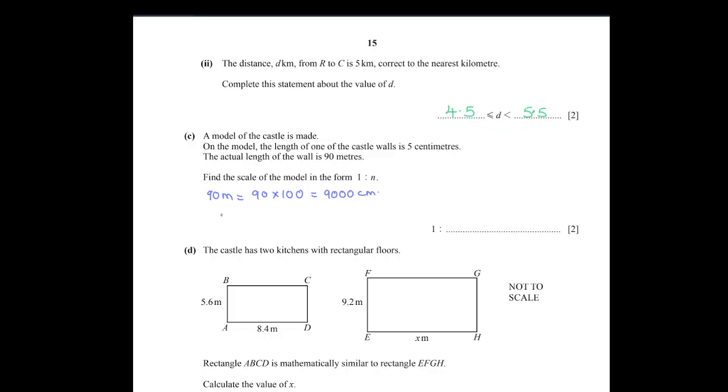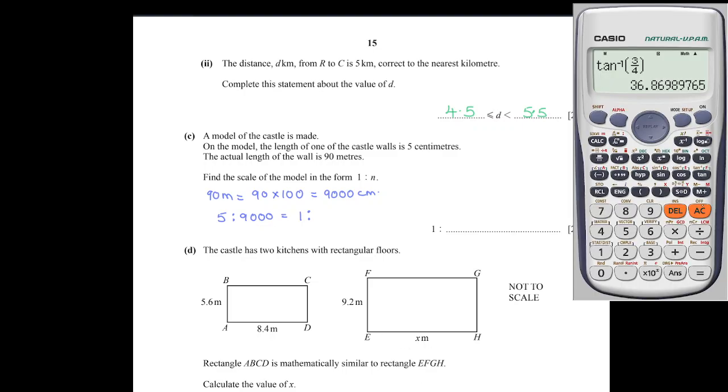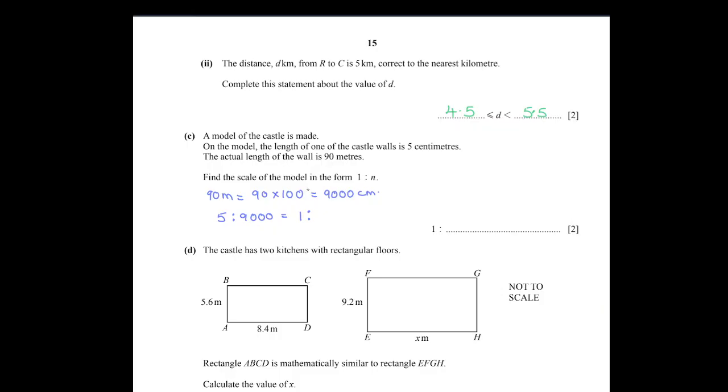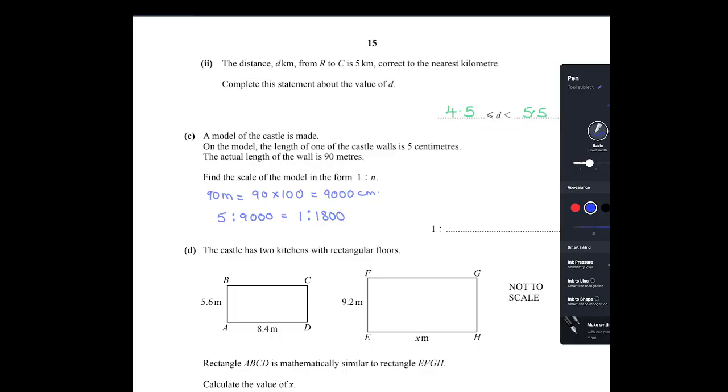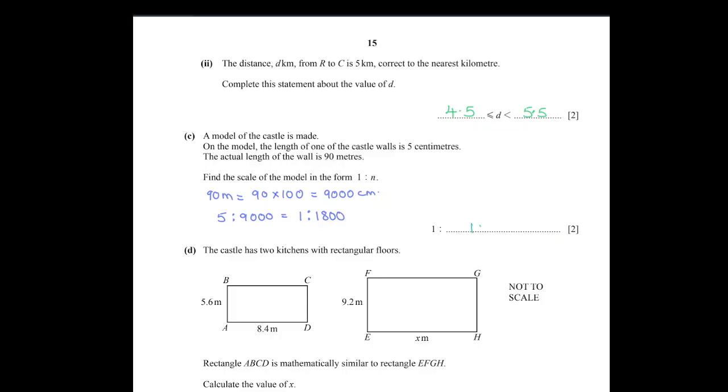We need to make the scale now. So 5 is to 9000, if I divide with 5, 5 divided by 5 is 1 and 9000 divided by 5 is 1800. So the scale is 1:1800. This is question C.